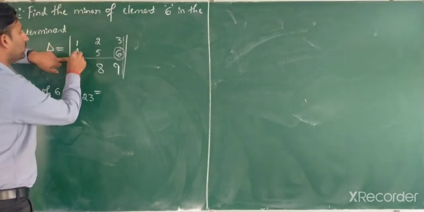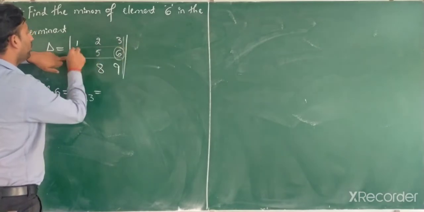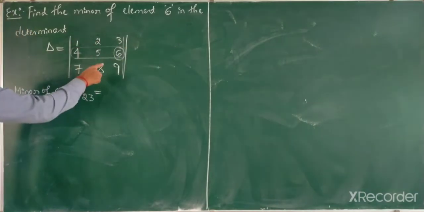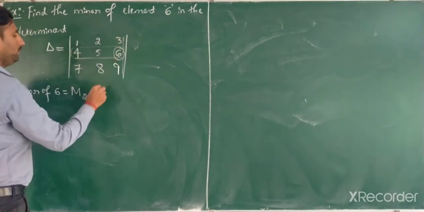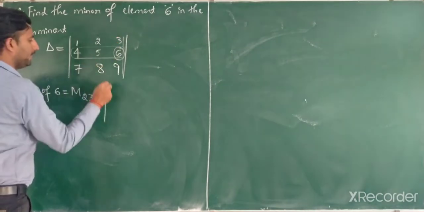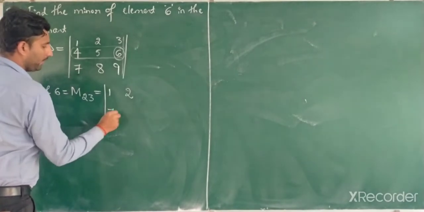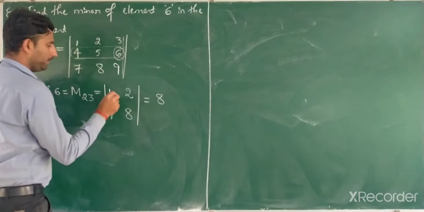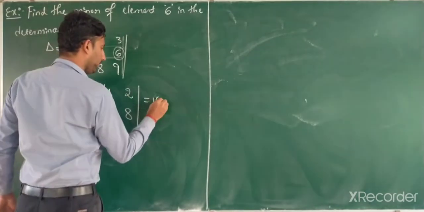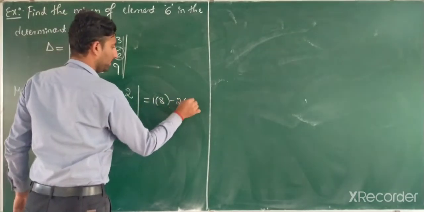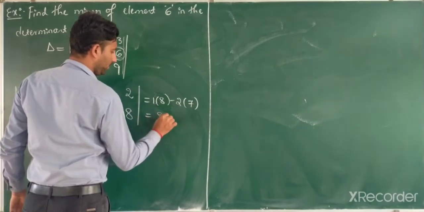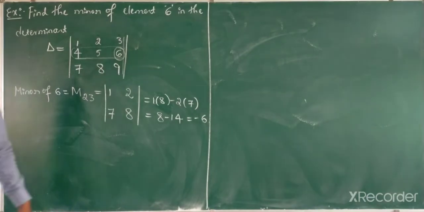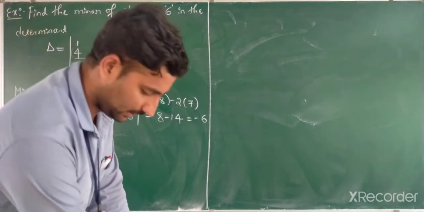Therefore, what are the values? We have to eliminate this row. What are the remaining values? After eliminating this row and this column, the remaining values are 1, 2, 7, 8. So 1 into 8 minus 2 into 7, which is nothing but 8 minus 14, which is equal to minus 6.